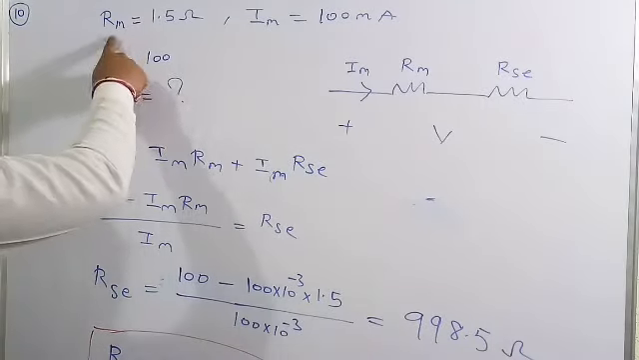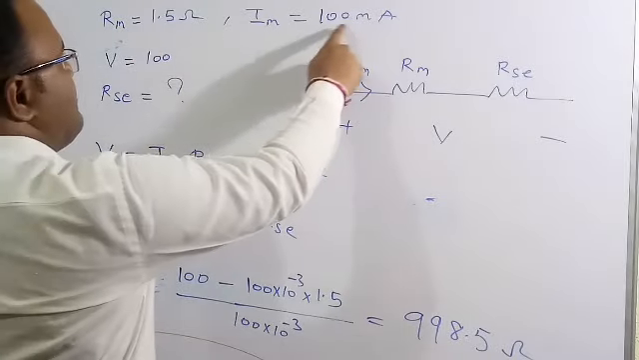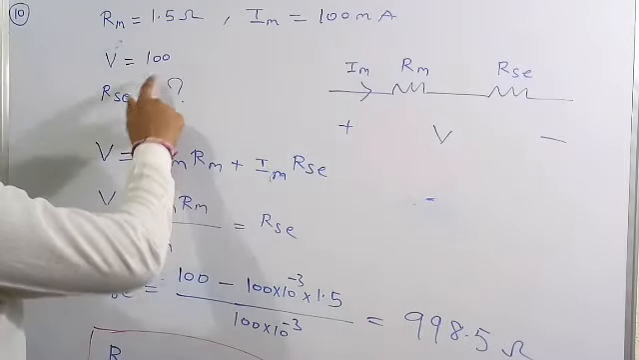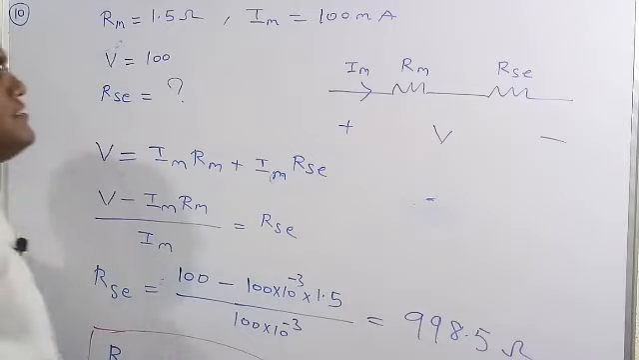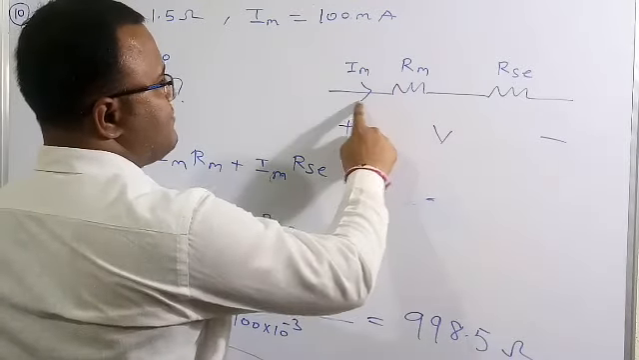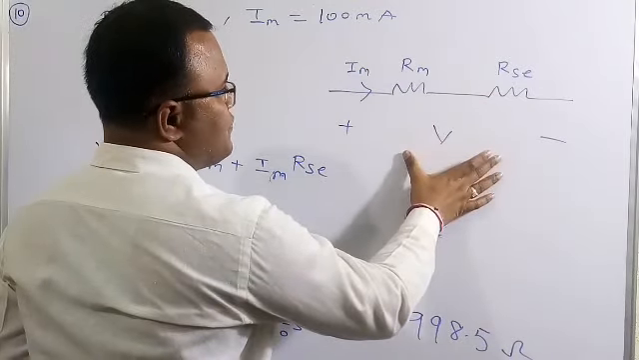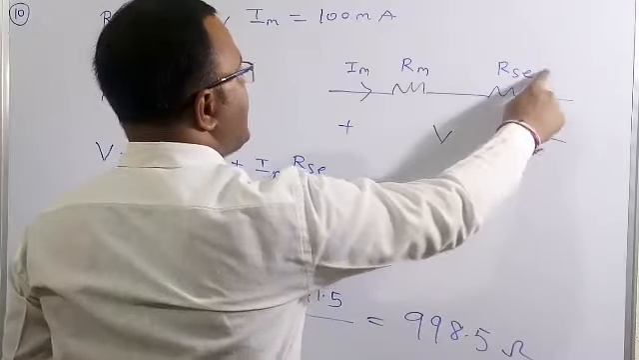So let's solve this numerical. They have given RM is equal to 1.5 ohm, IM is equal to 100 milliampere, and V is equal to 100 volt, and RSE we need to find. Here this is RM, this is IM, and this is RSE. They have given the V also, but the only thing is we need to find RSE.